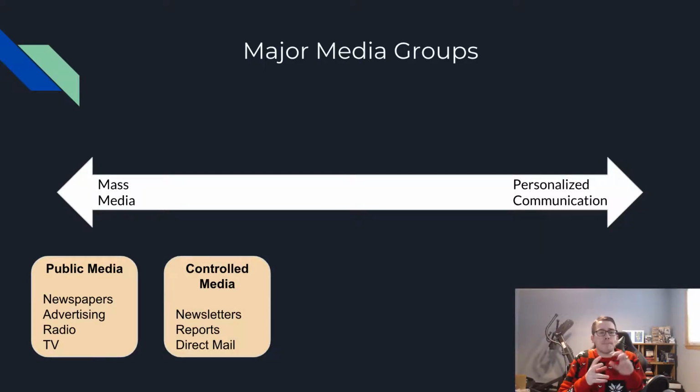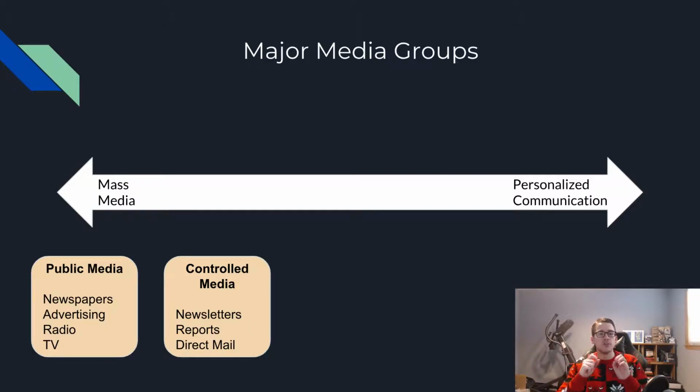So when we're thinking about public media, things that are typically paid for, those are messages that we construct, we send out to someone like a newspaper, like an advertising agency, a radio station, TV station, and then they distribute that message. They put it out to the public. In the case of controlled media, we're still constructing a message and having it delivered, but oftentimes we are the ones delivering that message in the form of an annual report or newsletter or direct mail.